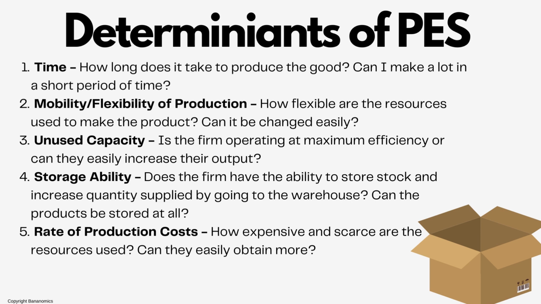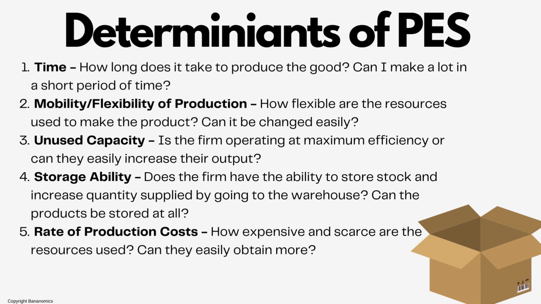The ability to store goods plays a role in determining the price elasticity of supply. If producers can easily store their products, they can build up inventories during periods of low demand and release them when prices rise. The rate at which production costs change also affects price elasticity of supply.